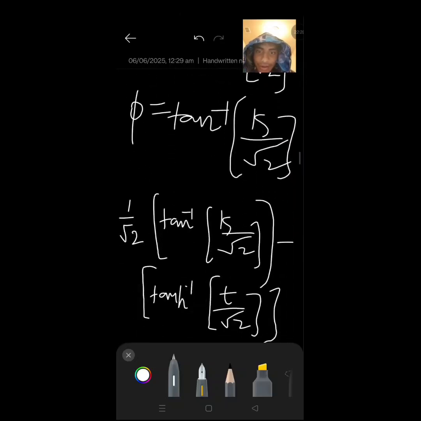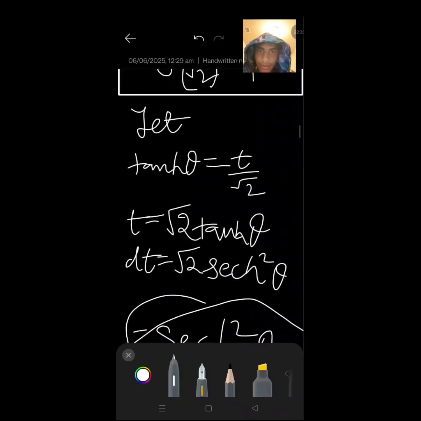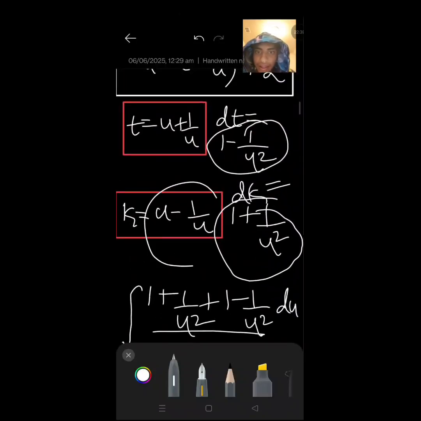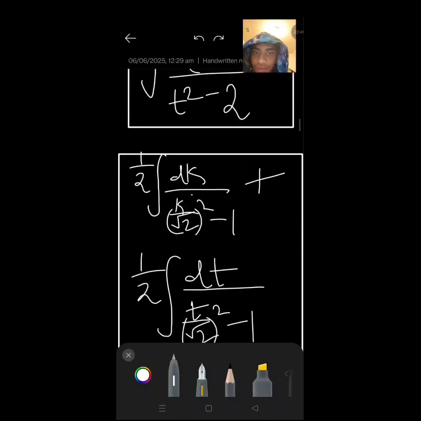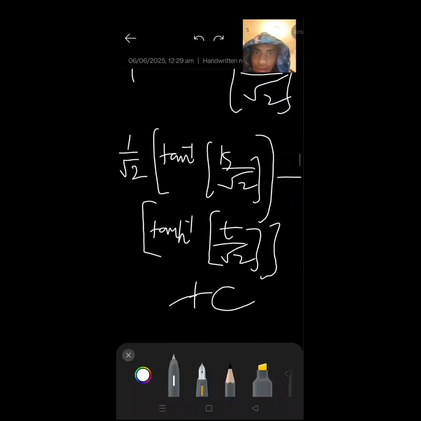Now what do we need to do? We need to figure out what is k, what is t, all that. K was what now? This is why I was marking everything. K is u minus 1 over u. U, remember, is what? Root of tan x. So root of tan x minus 1 over root of tan x is just k.